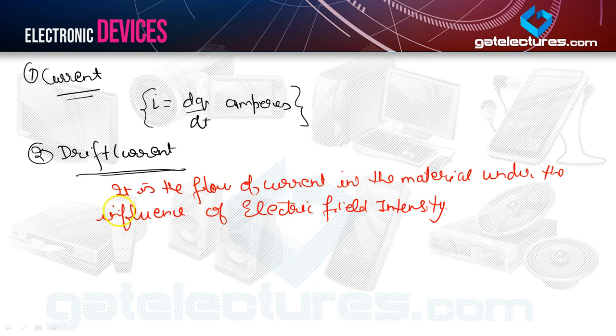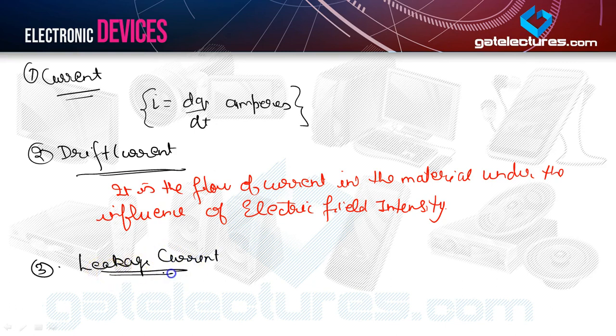Diffusion current takes place whenever there is a diffusion of the charge carriers in the material. The resulting current is known as diffusion current. Whenever the charge carriers move from high concentration to low concentration, this results in the flow of current, and that current is known as diffusion current. Okay, now the third point is leakage current.